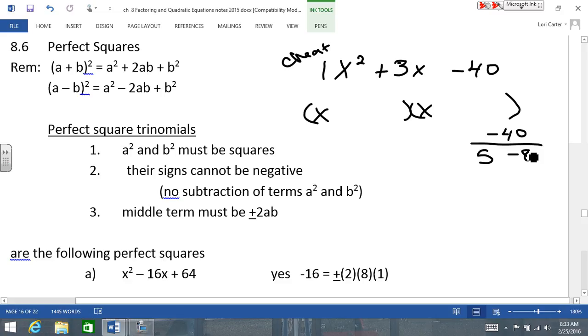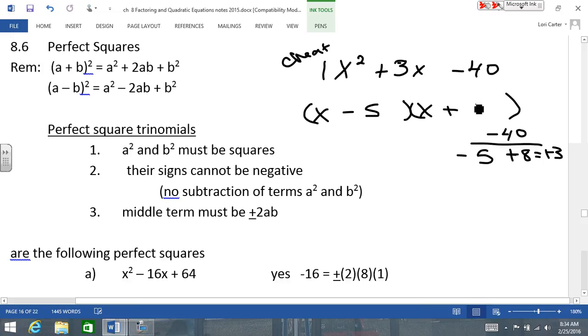Yes. First step's good. Is 5 minus 8 equal 3? No. It equals negative 3. So your first guess was wrong, but were you close? Yes. So what should it have been? Negative 5 and a positive 8, giving you a positive 3, right? Yep. We got the right factors? Yes. Okay, I can cheat and just put them in now, right?